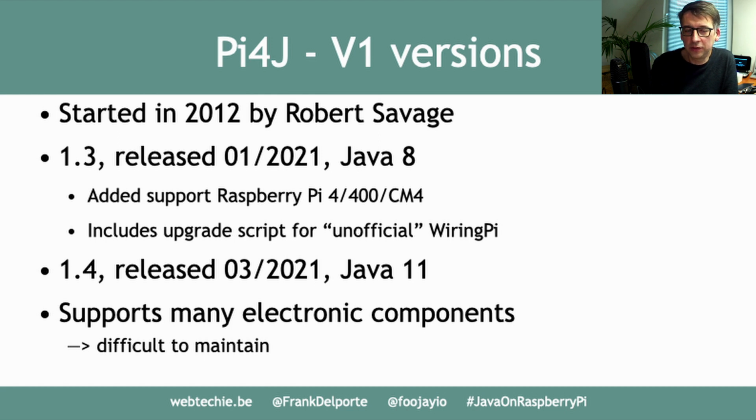Now Pi4J version 1, actually that is now stopped. So that's done. It got some final releases in 2021, but we're not going to continue with that version. Why? I will tell you about it, but what we did last year is release 2 new versions. One was for Java 8 and included support for the newer Raspberry Pi boards, and also a version 1.4 which moved to Java 11, and was already the start to move to version 2, where we had taken out some support for specific components because that was actually a big amount of work to maintain in the sources.